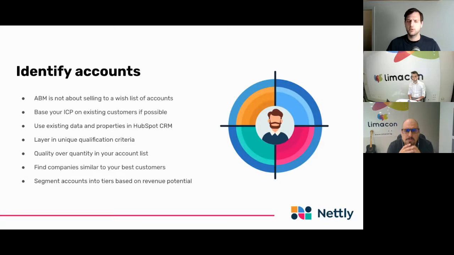So if you're using the HubSpot CRM already and you have a lot of data, properties in your CRM, data on your contacts and your companies, you should try to base your ICP on your best customers, then try to layer in unique qualification criteria and really have a quality over quantity focus when making your list. That is the quickest path to revenue, in my opinion. You are essentially trying to find customers that are similar to your best customers, almost like creating a lookalike audience in Facebook, and then segment those accounts into tiers based on revenue potential.